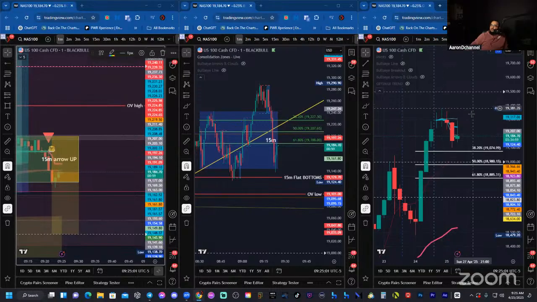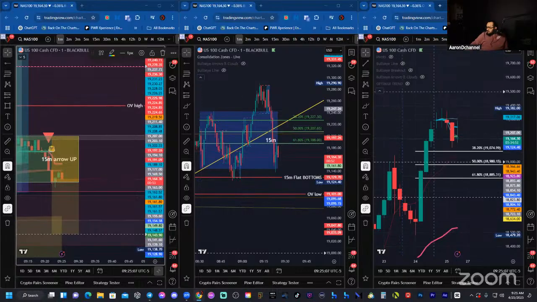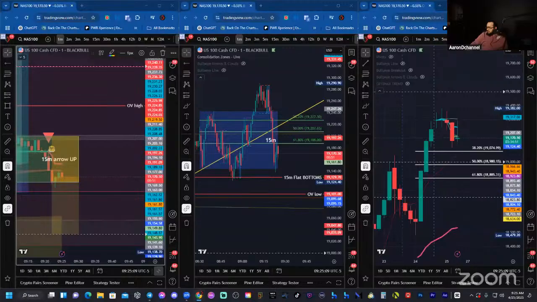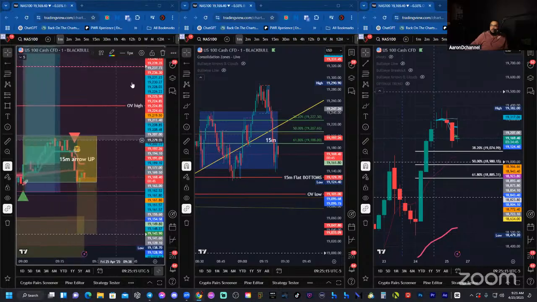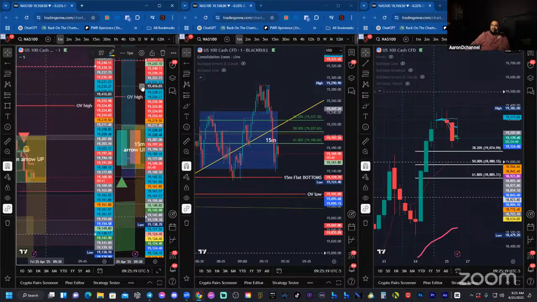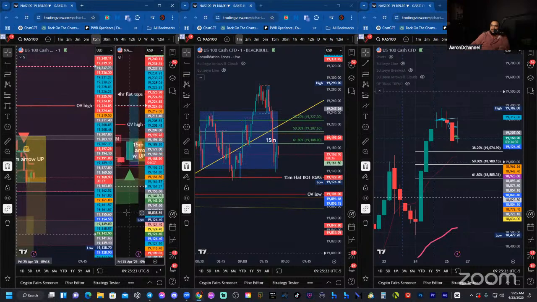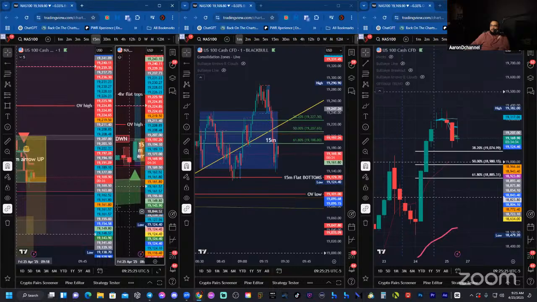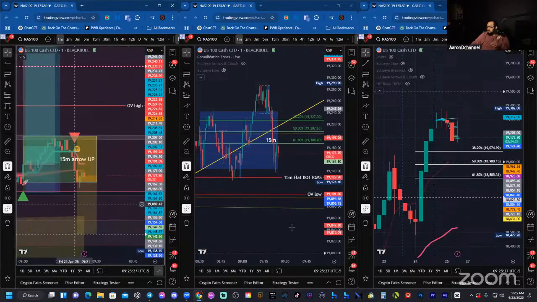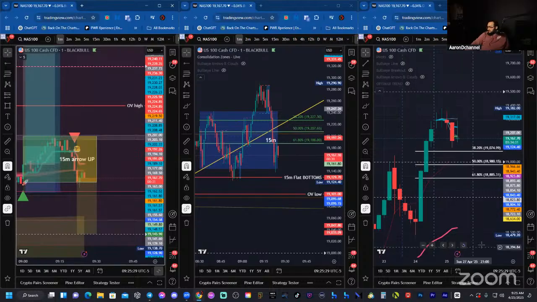Don't know. Looking for that continuation down. Looking for follow through down. Let's see what happens. Isn't trading fun? It is when you risk proper.